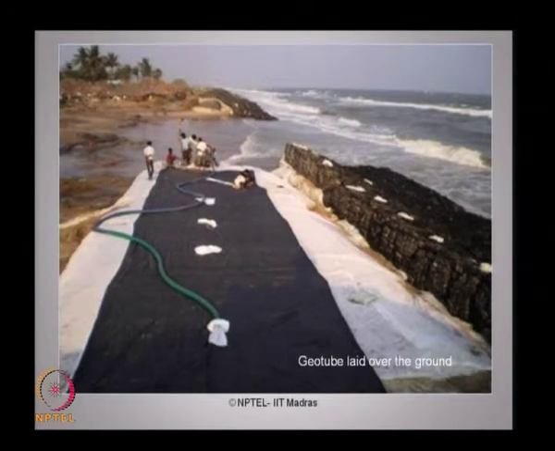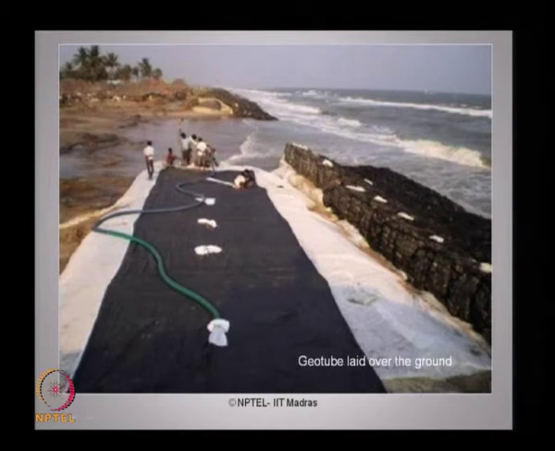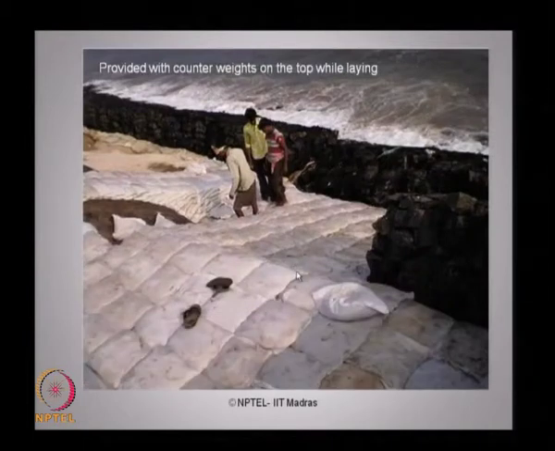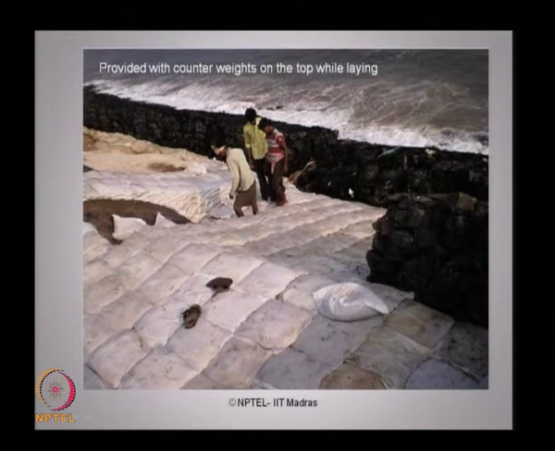If you look at the photograph here, this is how a geotube will look before the sand is being filled in. So, the geotube is being laid on the ground and is now getting filled with sand. You can see initially it was flat, now it has bulged out. After the geotube is completed in terms of filling, it is again provided with counterweights of sandbags on the top.